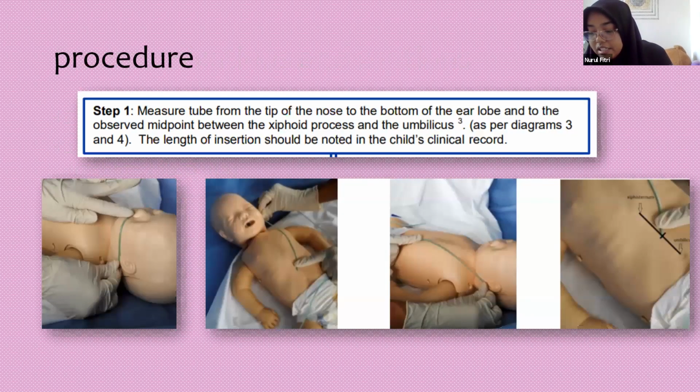Okay, so these are the procedures. The first step is to measure the length of the nasogastric tube. So there are 3 points for the nasogastric tube. The first is from the tip of the nose, and then the second point is at the bottom of the earlobe, and then the third point is between the xiphoid process and the umbilicus. So these are the lengths of the nasogastric tube from 1, 2, 3. Okay, and then step 2, next slide.